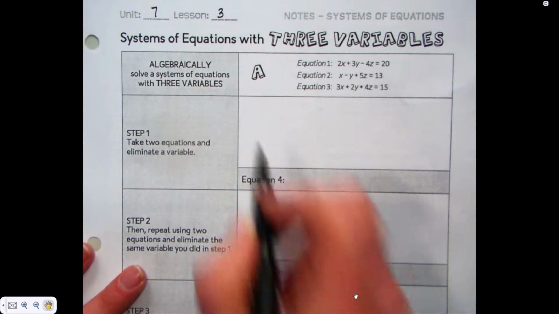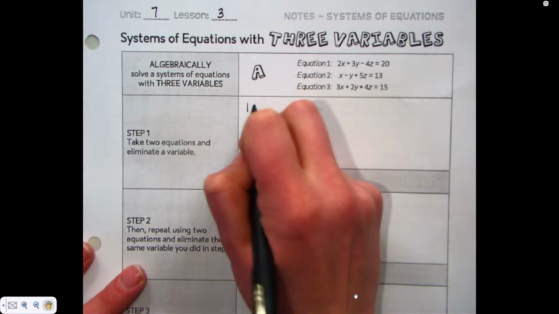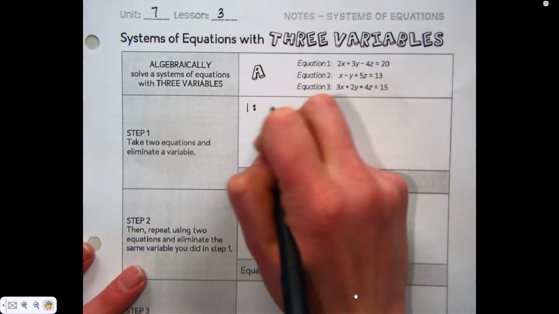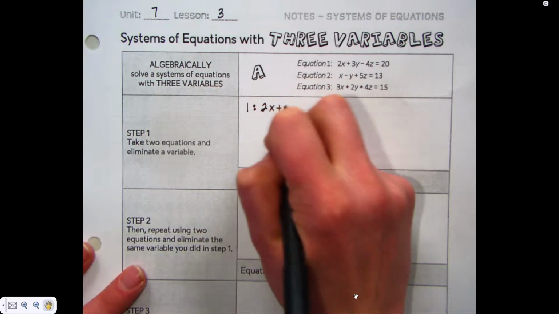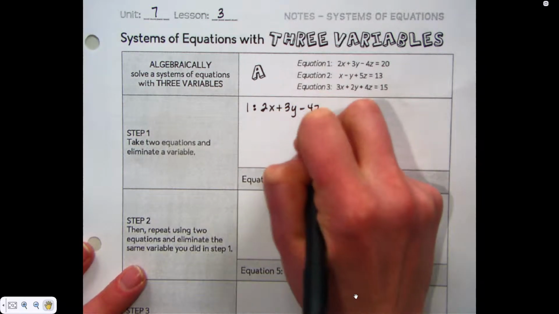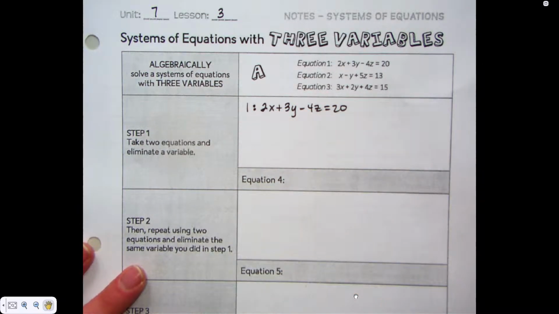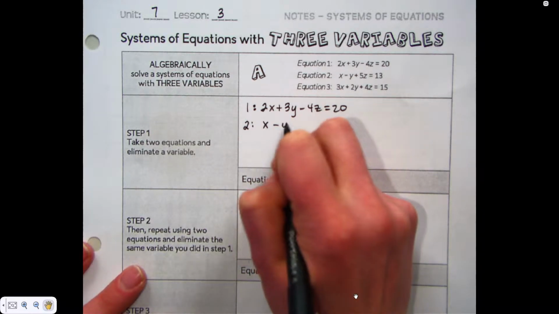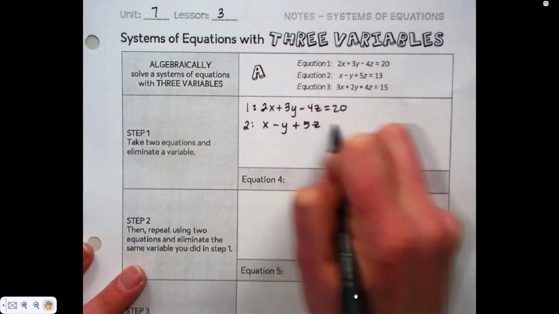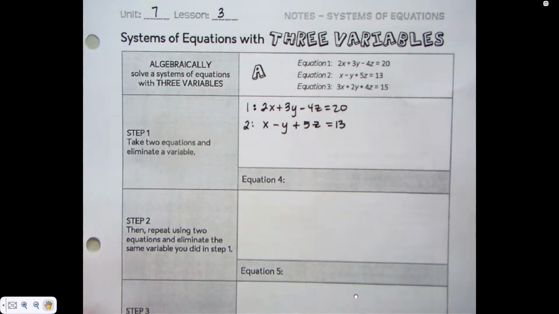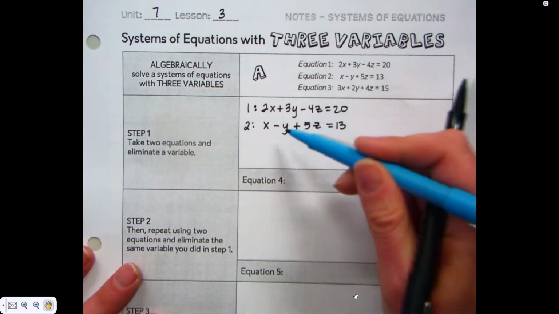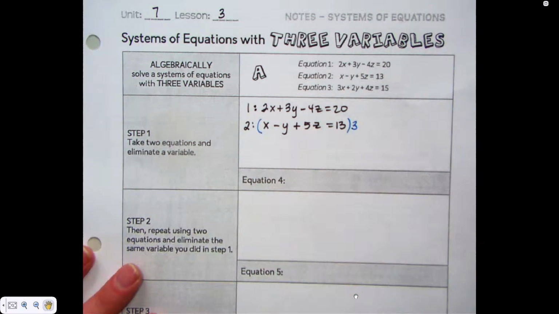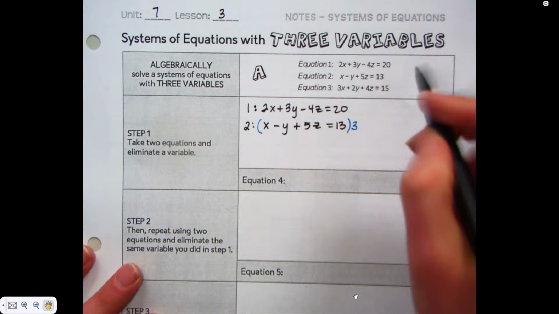We are going to select equation number 1. And let's go towards the y's. We're going to take equation 1, which reads 2x plus 3y minus 4z equal to 20. And equation 2, which reads x minus y plus 5z equal to 13. And let's aim to get rid of the y's. They're already opposite, so let's make them equal. We're going to go ahead and multiply equation 2 by 3.